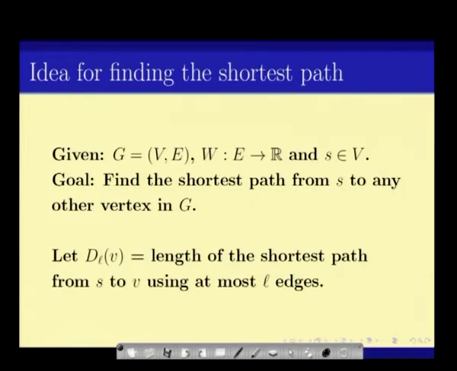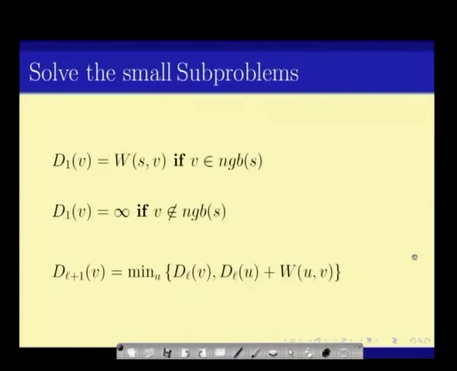So, again we have this graph and we have edge weights which can be negative, and the goal is to find the length of the shortest path from S to V. Now, what we define is a new function called D L V, which stores the length of the shortest path from S to V using at most L edges. Now, this is the kind of sub problem that we are talking about in the case of dynamic programming. The sub problems work like induction.